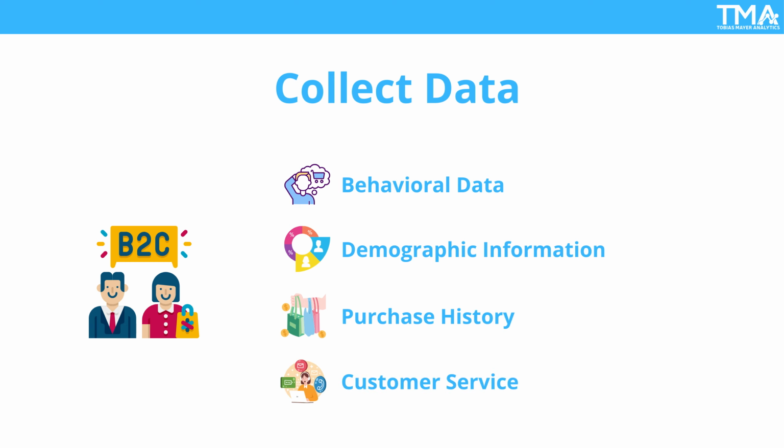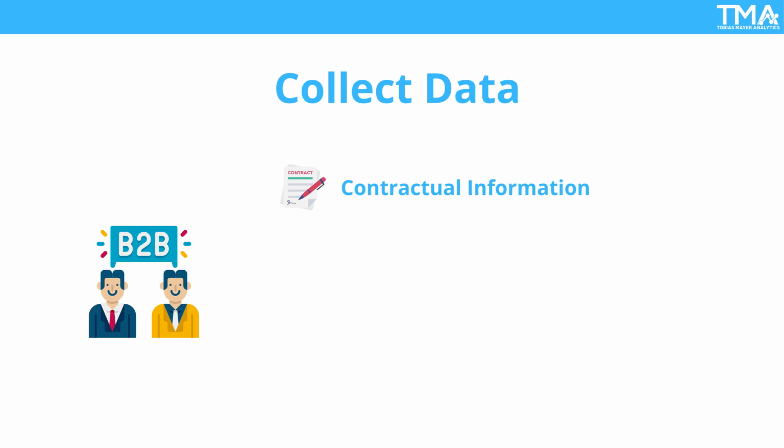Customer service interactions. Monitoring interactions with customer service, such as call center logs or chat transcripts, can provide insights into customer satisfaction, issues, and potential churn risks. Frequent escalations or negative interactions may be warning signs. In a business-to-business setting, consider collecting the following types of data.